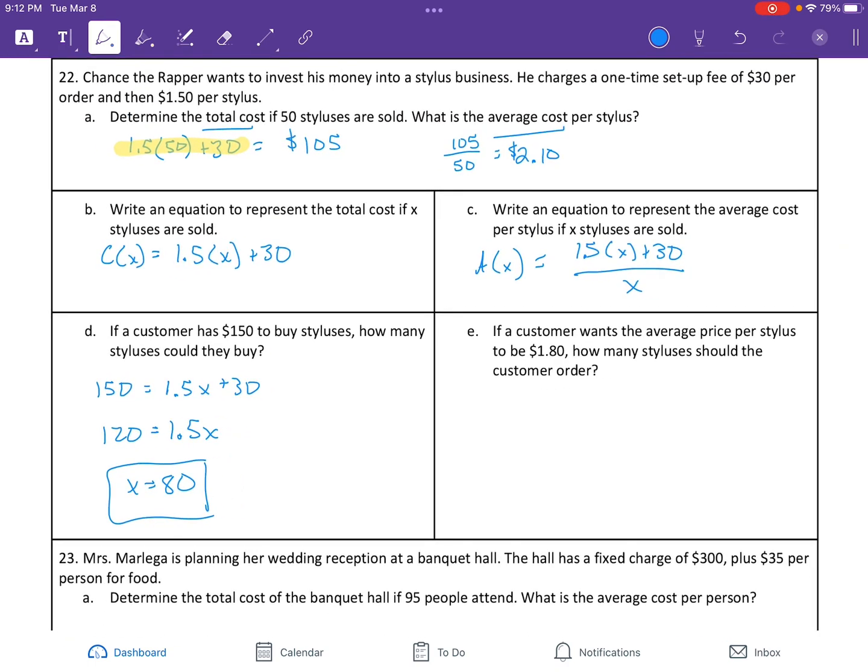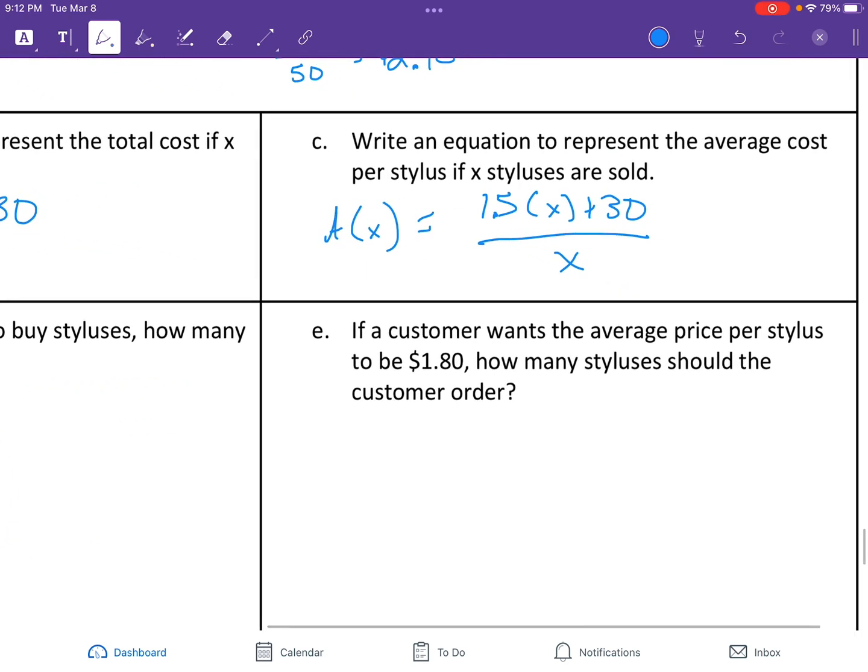And on the other side, the customer wants the average price per stylus to be $1.80. How many styluses should the customer order? We're going to put the 1.8 into the average equation above. So we get 1.8 equals 1.5 times x plus 30, all divided by x.